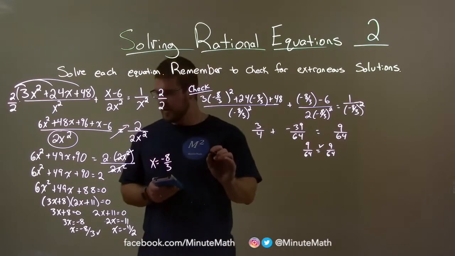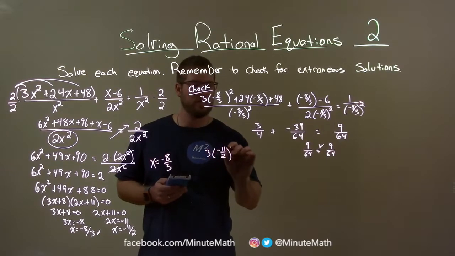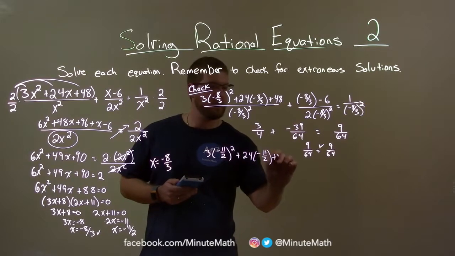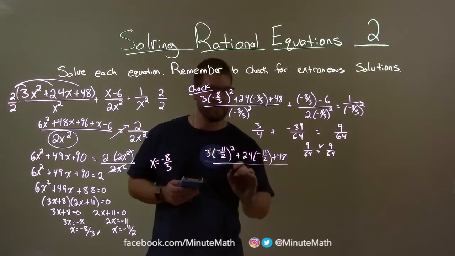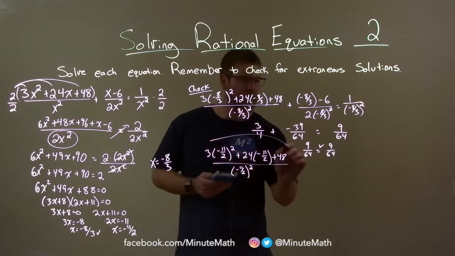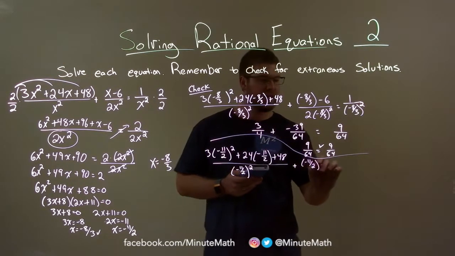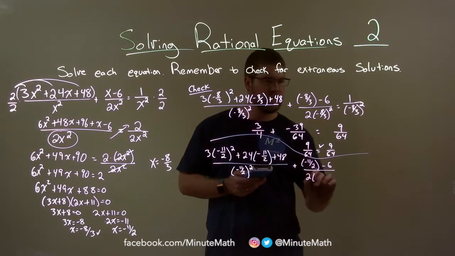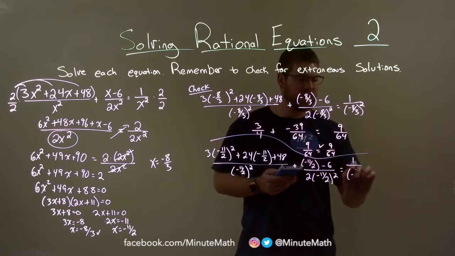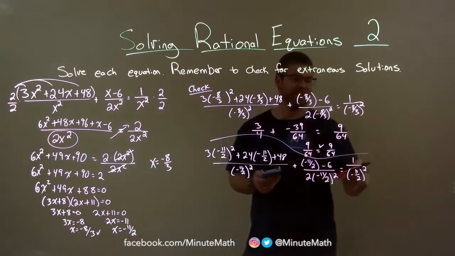The other check here was negative 11/2, same process. 3 times negative 11/2 squared plus 24 times negative 11/2 plus 48, over negative 11/2 squared. Oops, let me give myself a little room here. Plus negative 11/2 minus 6 over 2 times negative 11/2 squared, and that's going to equal 1 over negative 11/2 squared. So for every x value, we're putting in negative 11/2. Don't forget the squared there.